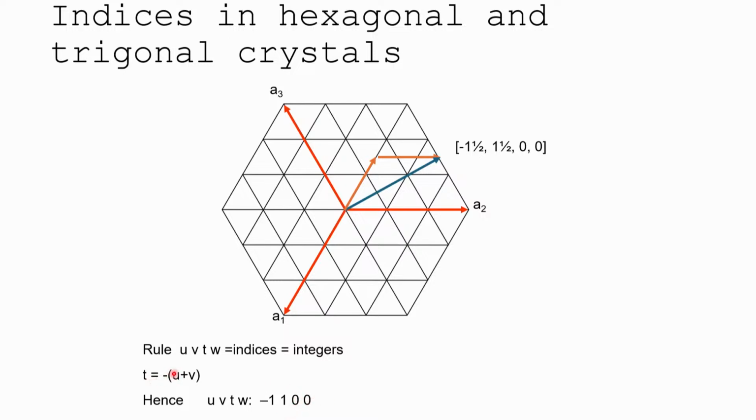Since they're redundant, sometimes instead of calling it UVW, we go to what we call Miller-Bravais indices. And we say UVTW, and T is always the negative of U plus V, so T equals negative U plus V. Okay? So this is just how to define Miller indices of directions in hexagonal or trigonal systems.